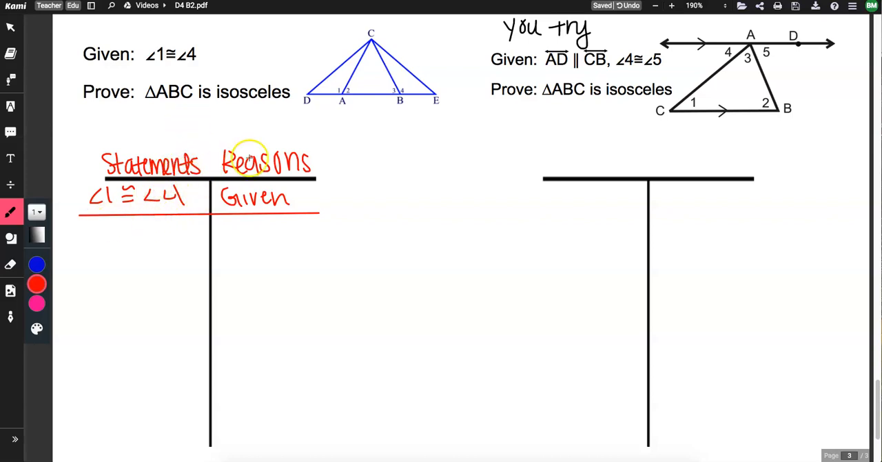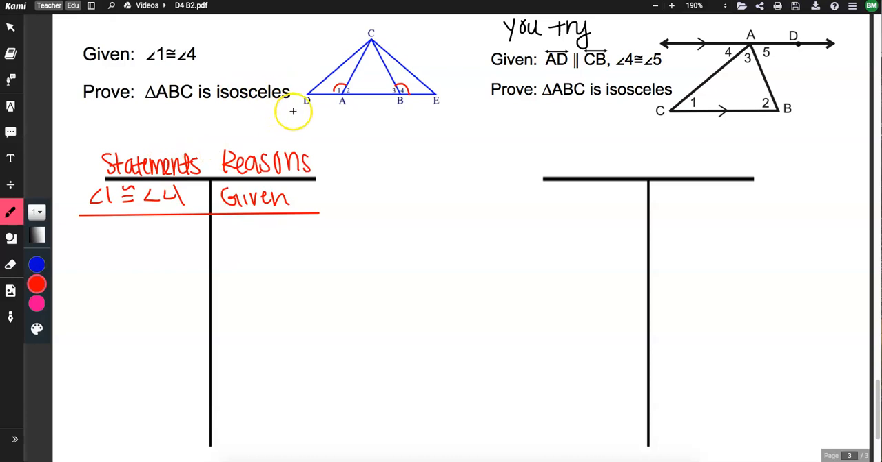And then I want to see, okay, let's label angle 1 is congruent to angle 4. I'm trying to show that triangle ABC is isosceles. So there's 2 things that make an isosceles triangle. It's either because there are 2 congruent sides or because there are 2 congruent angles, okay?